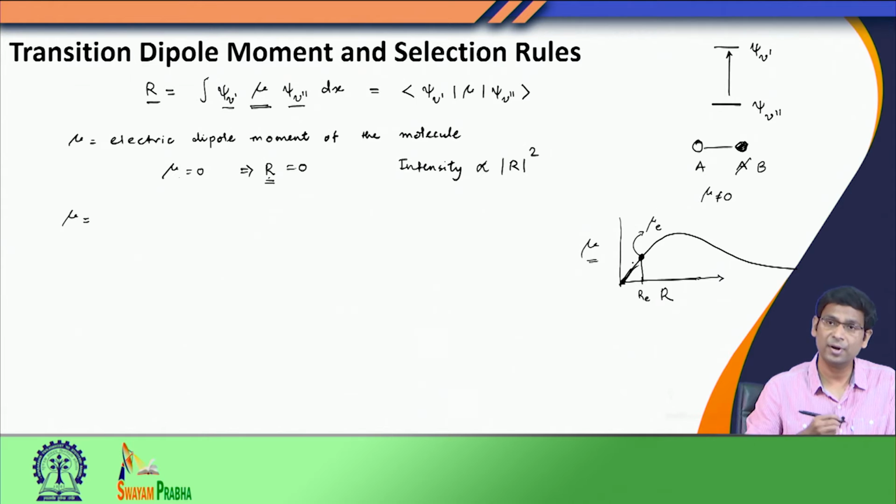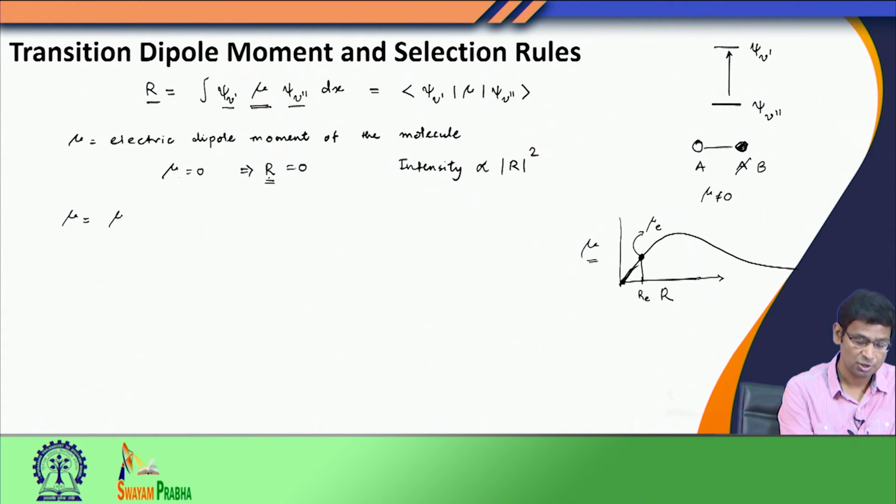To be able to provide a general description, I am going to expand this mu, the dipole moment, as a Taylor series expansion. Here I say mu equals mu e, which is the equilibrium dipole moment, plus, and then I expand this mu in the order of r, or here in this case, since I have defined x as my coordinate, which tells me how much I am deviating from the equilibrium geometry.